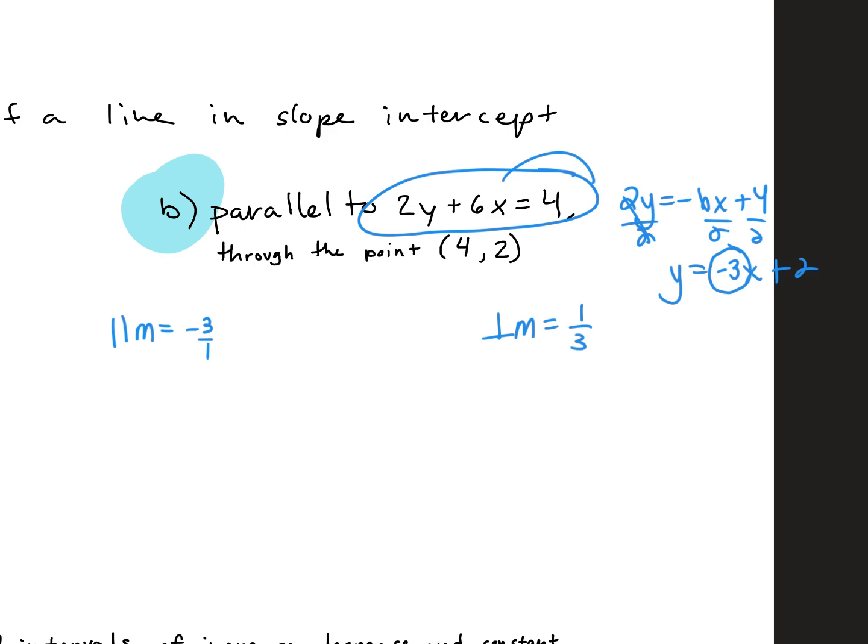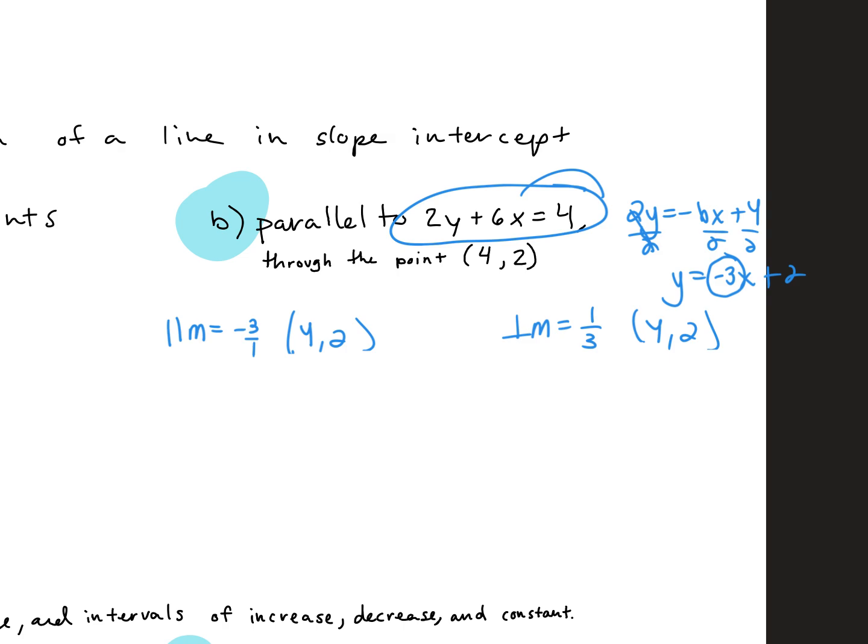And now what point am I using? The point that they gave me. In this case, it's (4, 2). Nice, pretty numbers. You can tell this is Mrs. Carver's writing. Miss Thompson, sorry. Thompson.